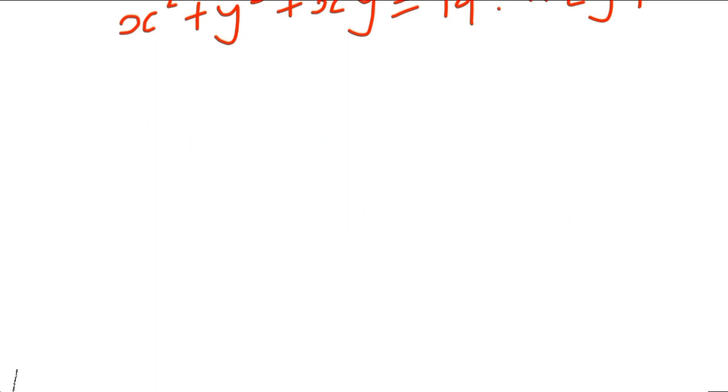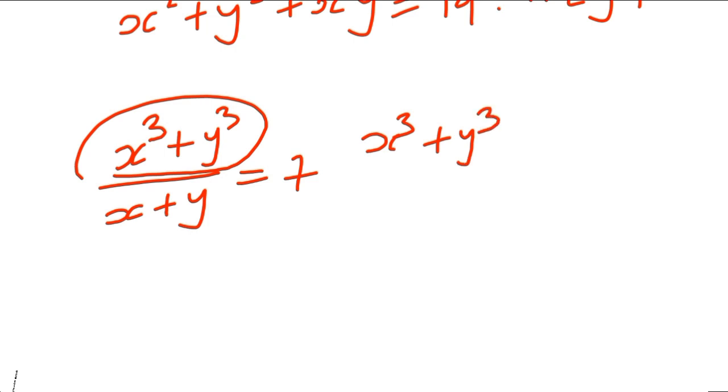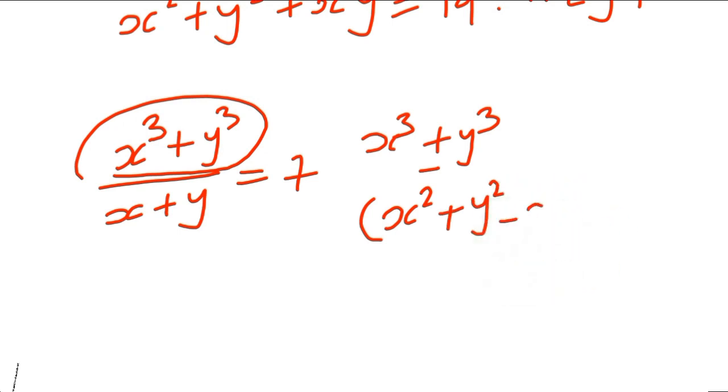In the other part of the equation, we have that x cubed plus y cubed all over x plus y is equal to 7. On the same note, we're going to try writing this x cubed plus y cubed. Just the same as the other one, but this time around we have a plus here. So writing it, we're going to have (x squared plus y squared minus xy) then multiplied by (x plus y).